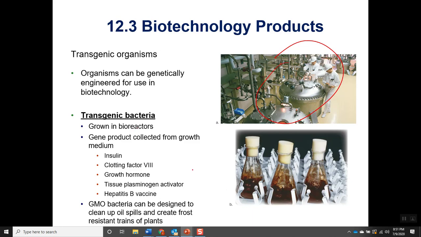GMO bacteria have been designed to clean up oil spills. So, for example, here we see bacteria being grown in cultures, and I believe this one is from an oil spill cleanup variety. But there's even some GMO bacteria that have been designed to create frost-resistant strains of plants. There's certain bacteria that are found specifically on certain plant species. We can harvest those bacteria, grow them in a lab, edit their genome, release them back onto the plant, and now that's helped create frost-resistant strains.